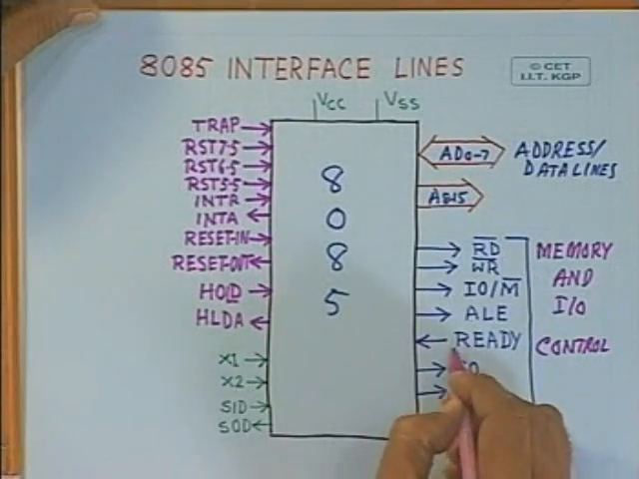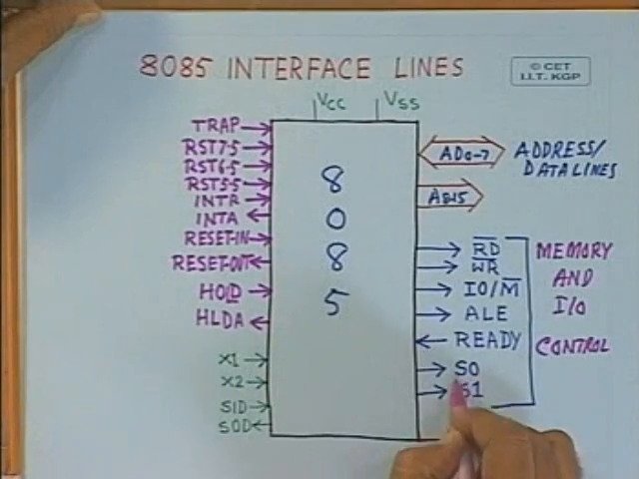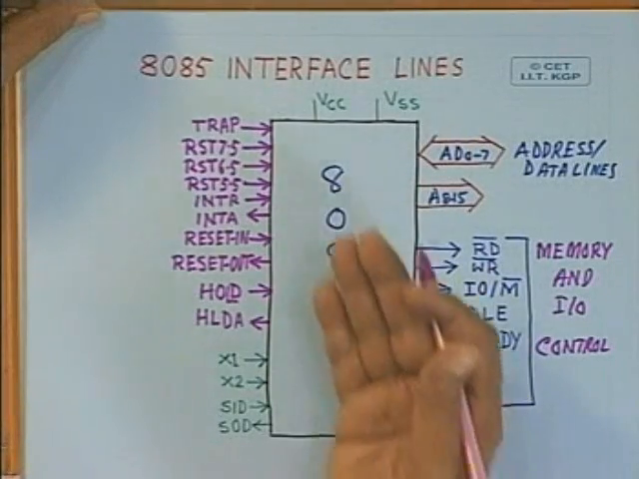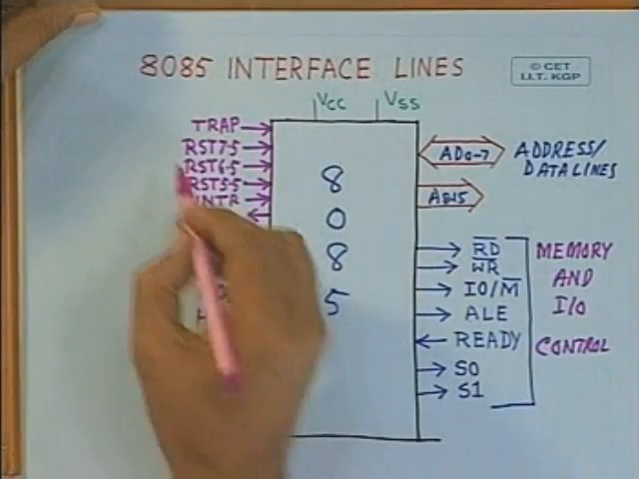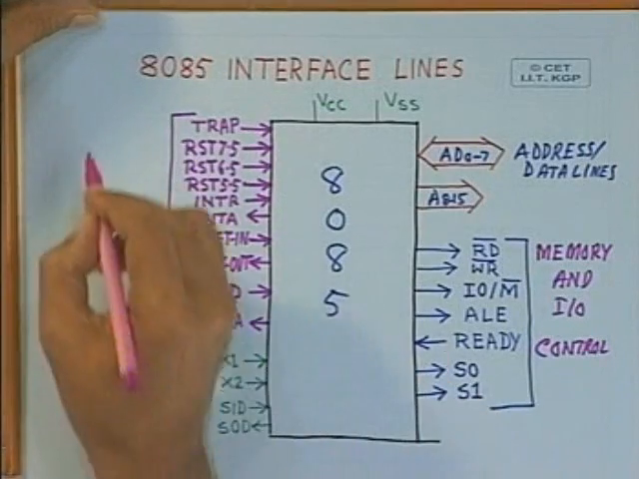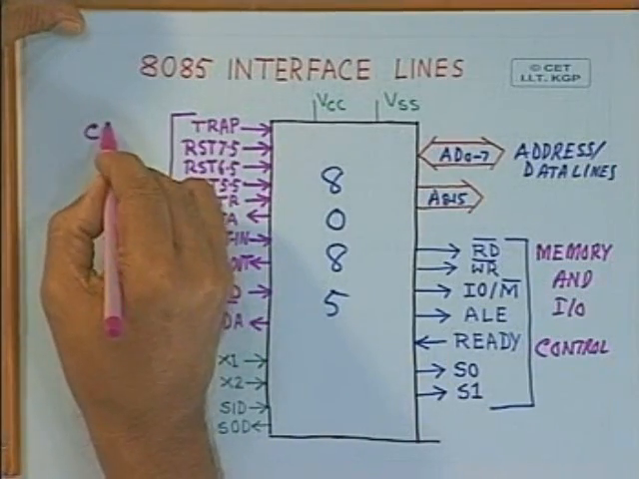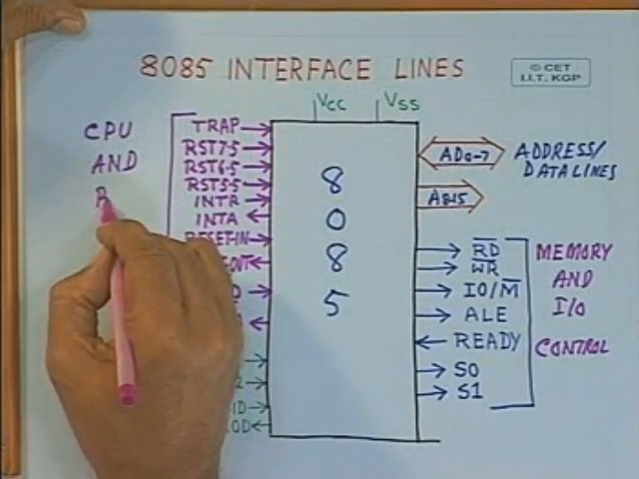The ready input, as I told, it is used for interfacing with slow memory devices. Then you have got some status lines, which are provided to the outside to indicate at what state the microprocessor is working now. And these are the lines which are essentially CPU and bus control.